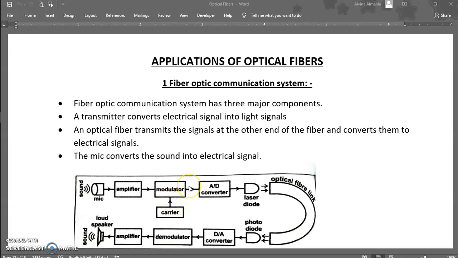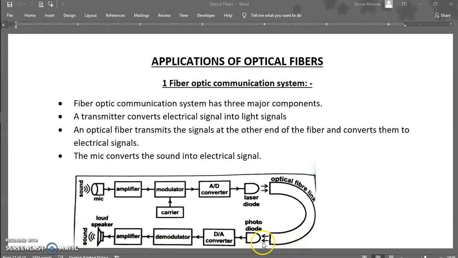So this signal here, after modulation, is an analog signal. It has to be converted into a digital signal. That is done by an analog to digital converter. This digital signal is then converted into optical signal by using a laser diode. The light signal is then passed through optical fiber and it travels along the optical fiber by using the principle of light, total internal reflection.